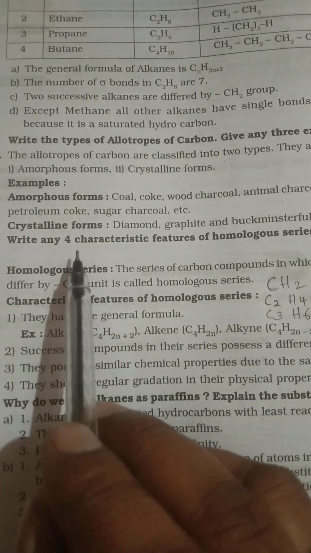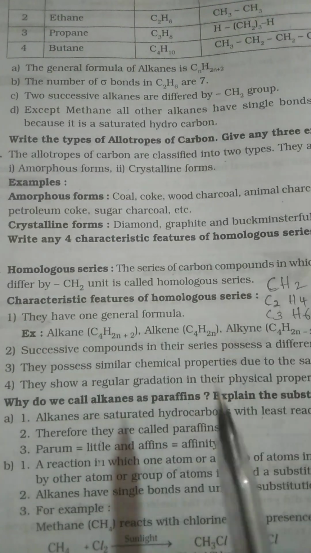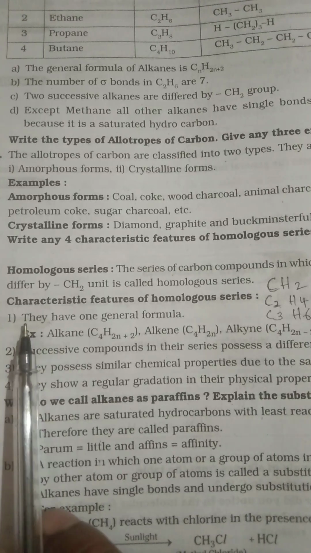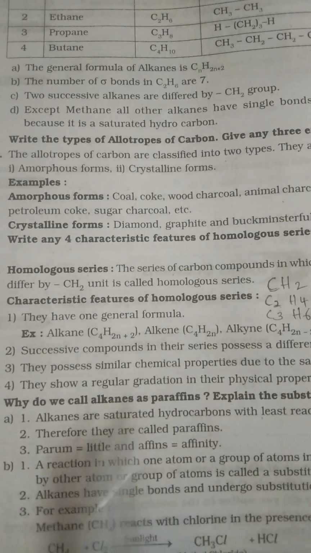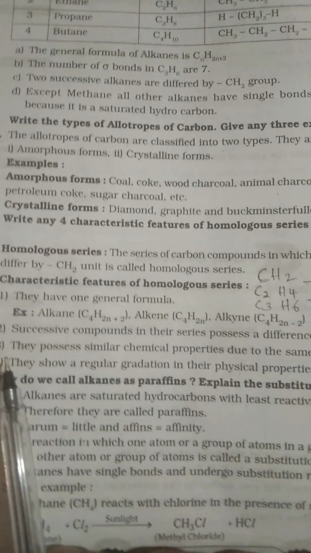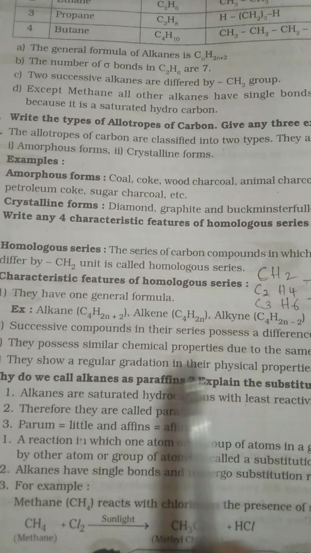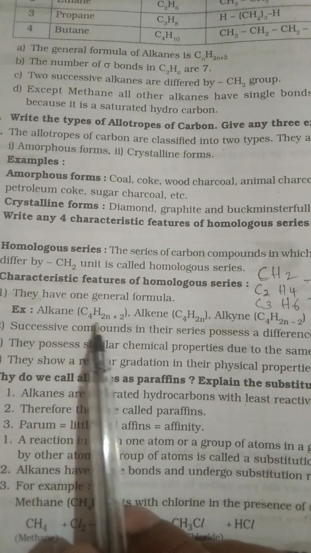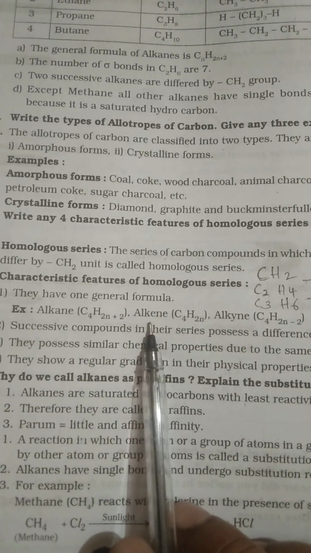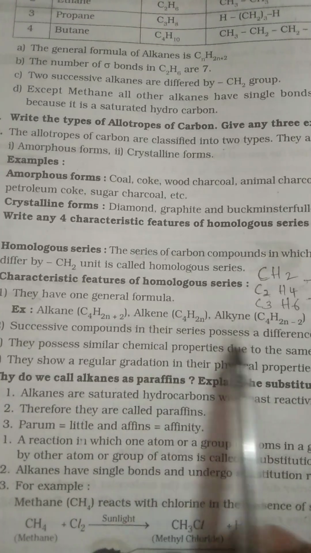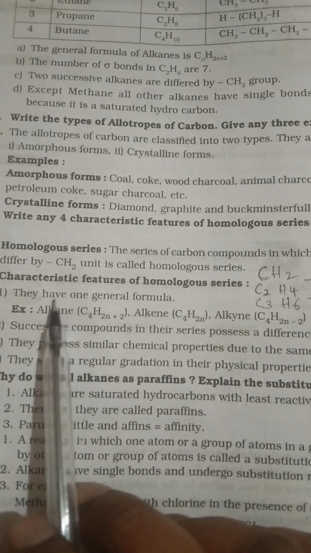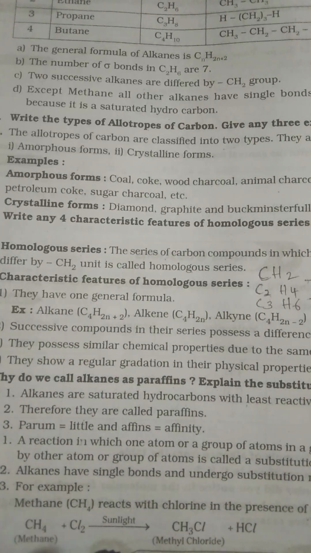And they are asking for any four characteristic features of homologous series. Coming to the first characteristic, they have one general formula. Either they may be alkanes, the general formula of alkane is CnH2n+2, or they may be alkenes, CnH2n, or they may be alkynes, CnH2n-2. They have only one general formula. That is our first characteristic.